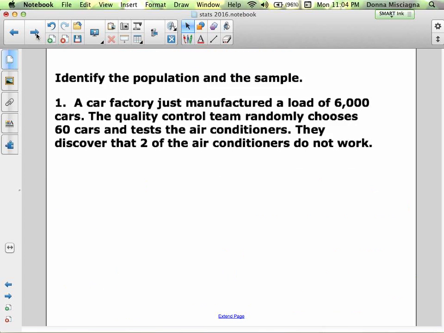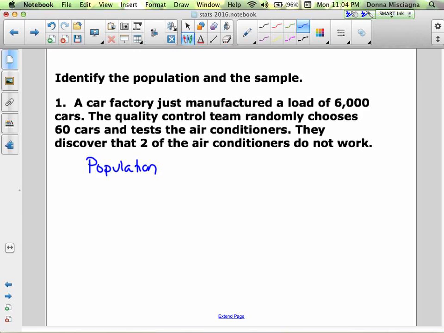So identify the population and the sample. A car factory just manufactured a load of 6,000 cars. The quality control team randomly chooses 60 cars and tests the air conditioners. They discover that 2 of the air conditioners do not work. Right, so our population is the 6,000 cars that they made. The sample is the 60 cars that were tested.